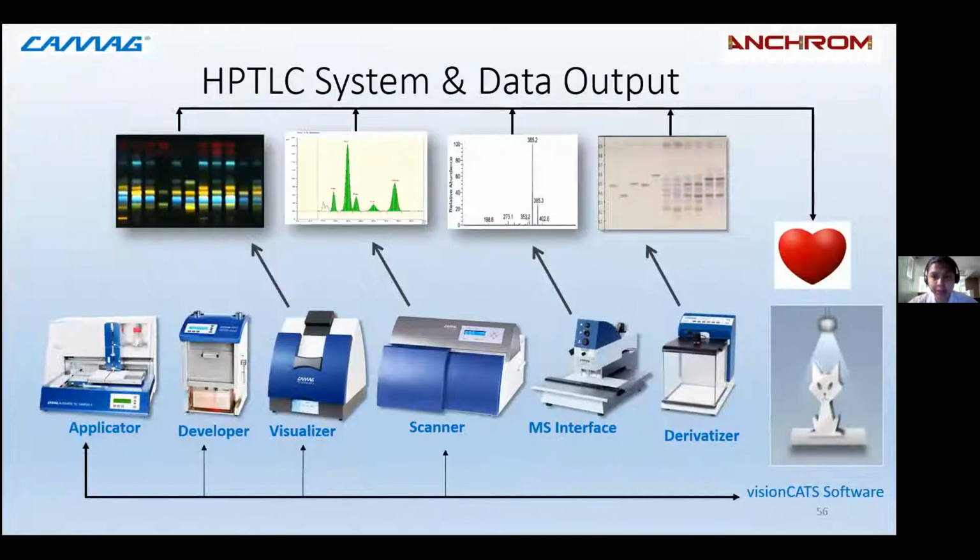Then this is the full system data output. We have an applicator through which we apply the sample, then we develop it, and we take the photo documentation and see the photos. Then once we have confirmed in the visualizer, we go for scanning. We get the chromatogram, we get the linearity curve, then we go for MS hyphenation. So here are the MS hyphenation data. Then you can double confirm it with a derivatization technique, giving a visual double confirmation. All these modules are handled through the visionCATS software.